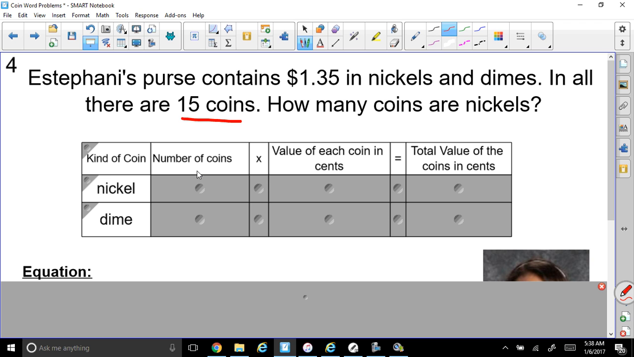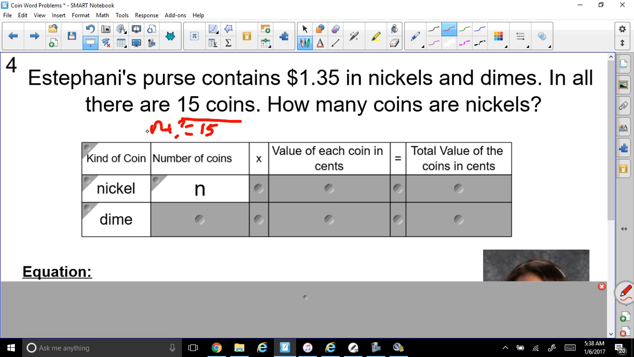Well, I know that there are 15 coins. Some of them have got to be nickels. I don't know how many nickels there are, so I'll just call them N for nickels. Now, there are a total of 15. So if there are 15 coins, I don't know how many are nickels. What would I add to N to get me 15?